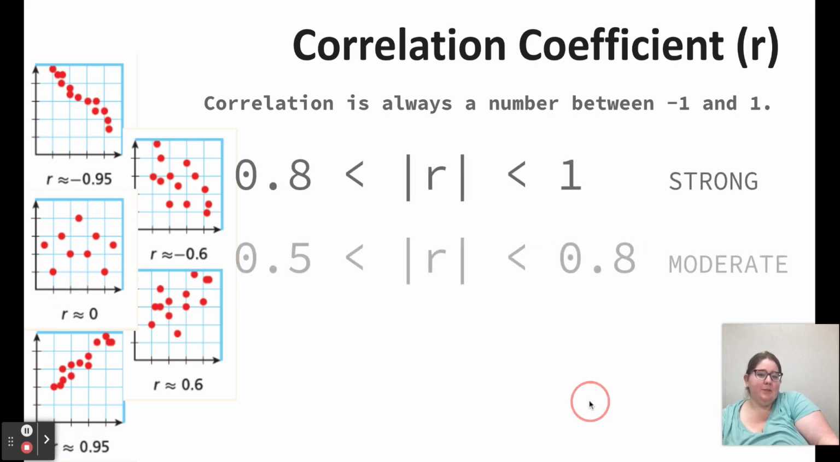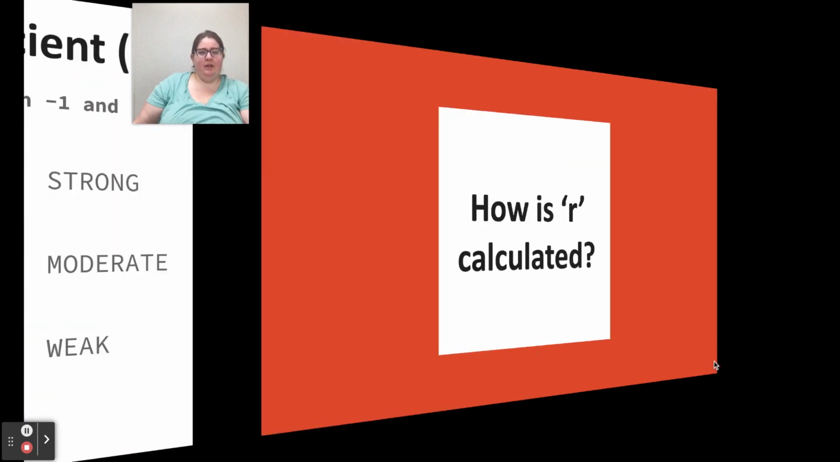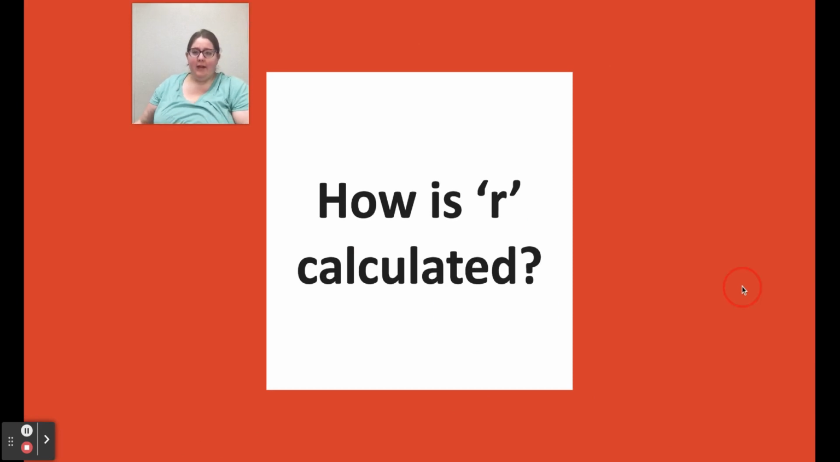Okay. Typically speaking, in terms of the actual number, this is what most statisticians agree on. Between 0.8 and 1, we would call strong. Between 0.5 and 0.8, we typically call moderate. And less than 0.5 is weak. Notice that's the absolute value of R, because remember, R can be negative. That's the direction part. But the actual value of the number itself, the absolute value of it, is telling us the strength.